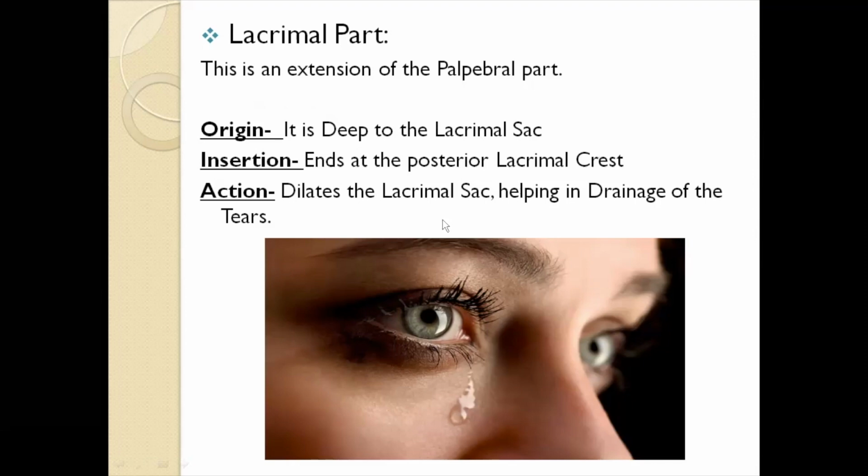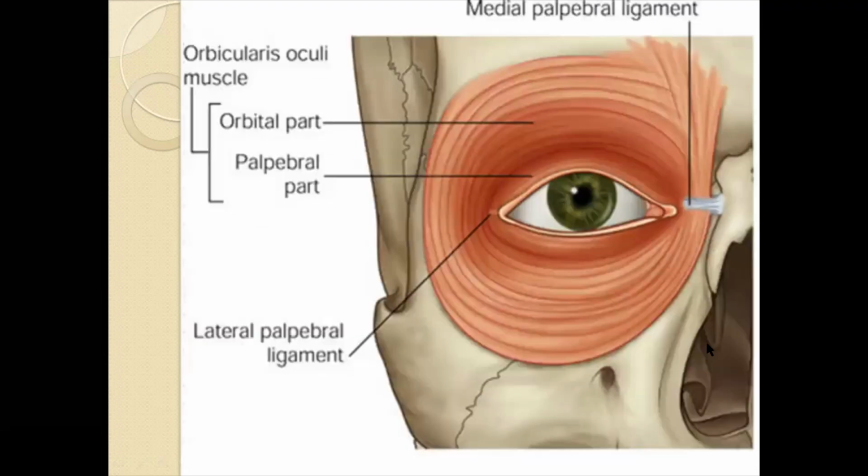What is the main function of the lacrimal part? The lacrimal part is mainly responsible for the drainage of tears. It dilates the lacrimal sac and helps the tears pour out, as you can appreciate in the image.